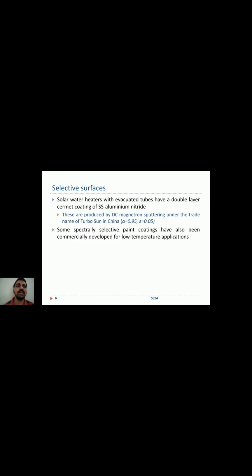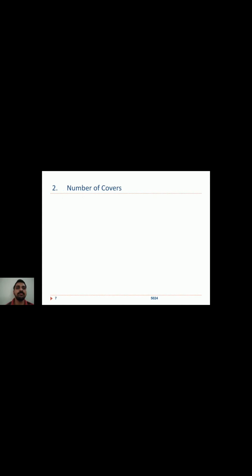Some spectrally selective paint coatings have also been commercially developed for low temperature applications. In the electromagnetic spectrum, only certain wavelength radiations can be absorbed by such selective paint coatings. An excellent review on these selective solar surface coatings is given by Kennedy in 2002 in his technical report, namely review of mid to high temperature solar selective absorber materials.